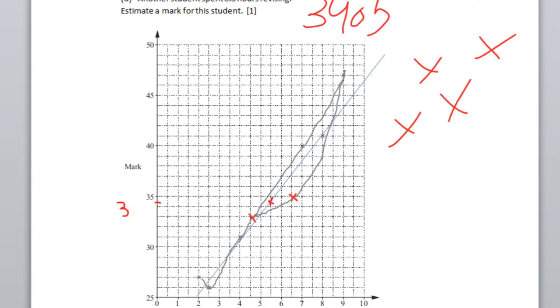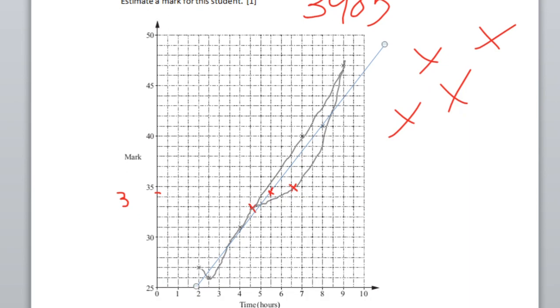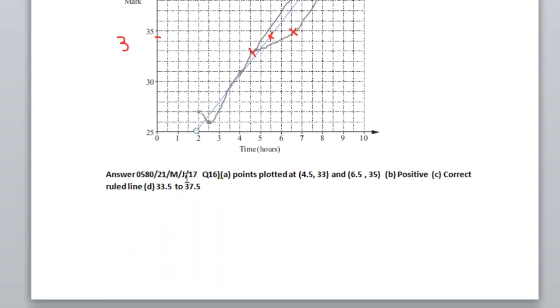Your answer needs to be in the given range of the marking scheme, which is 33.5 to 37.5. If your answer is in this range, that means the line of best fit that you've made is acceptable.